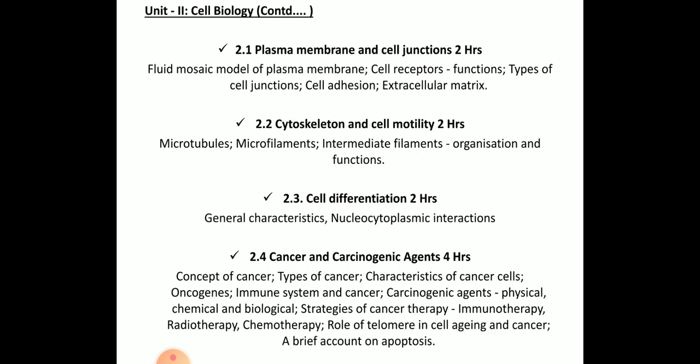And there are some techniques we use with the immune system to enhance or degrade cancer, that is immunotherapy, radiotherapies, chemotherapies. And what is the role of telomere in cell aging and cancer, and a little about apoptosis. So programmed cell death, that we will be studying: why a single cell cannot live for a whole life, why it undergoes cell death. So that will be studied in this subunit. So these are all the topics which are covered in unit 2.